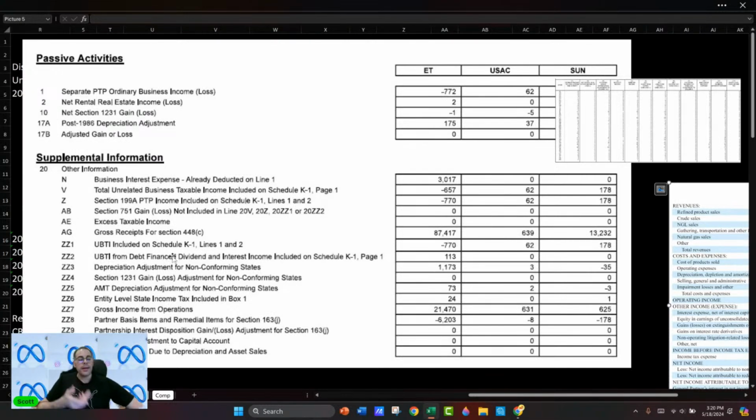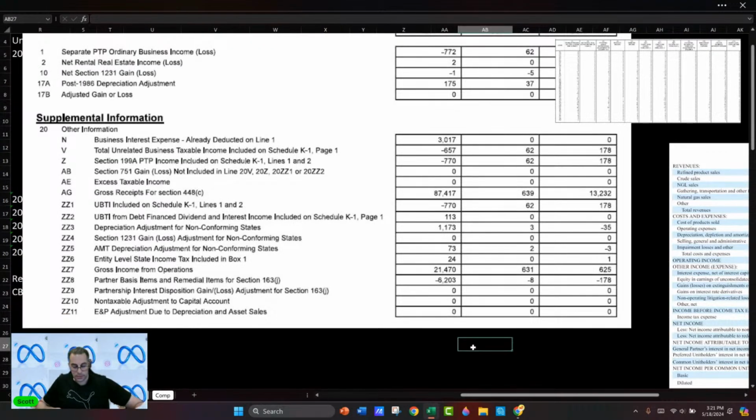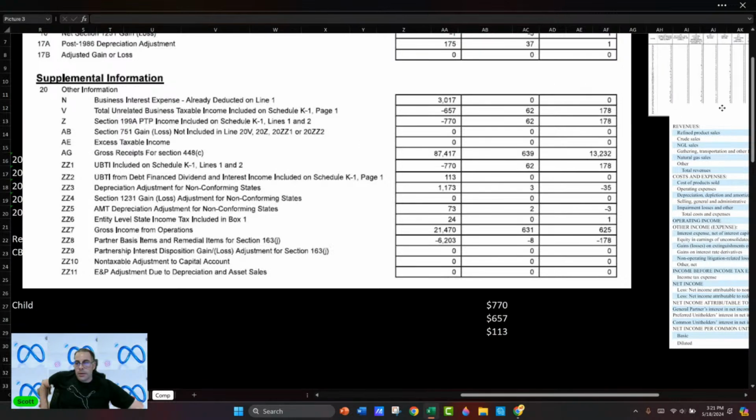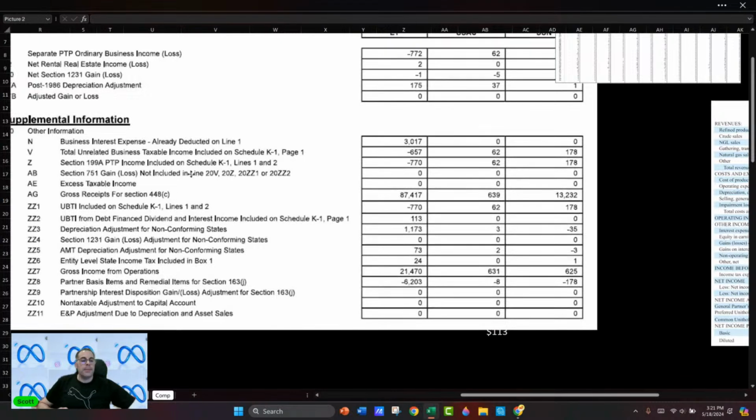Okay, then there's UBTI from debt financed dividend and interest income, 113. So that 113 is this 770 minus 657. Yeah, I'm not exactly sure why. I could just tell you that's what they did, but I don't know. Okay, yeah, PTP is publicly traded partnership.